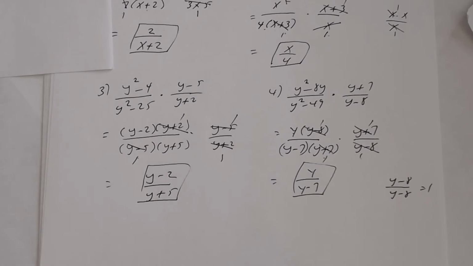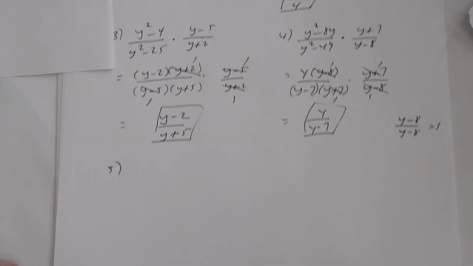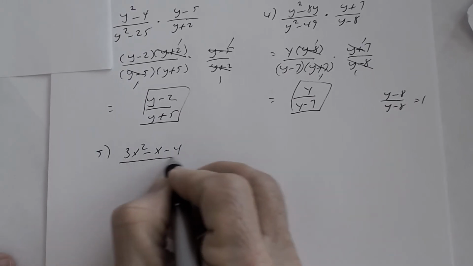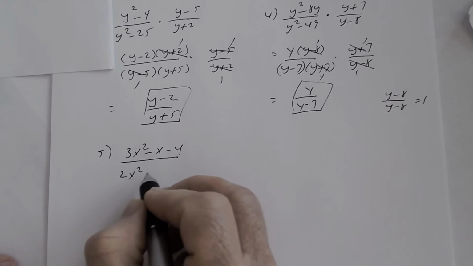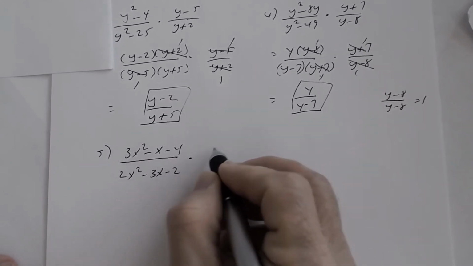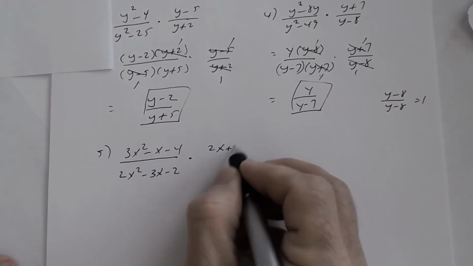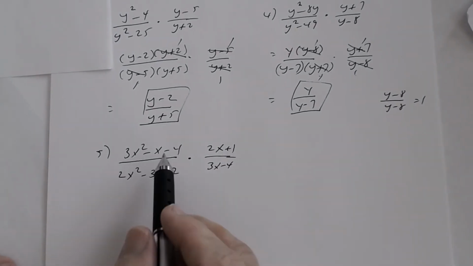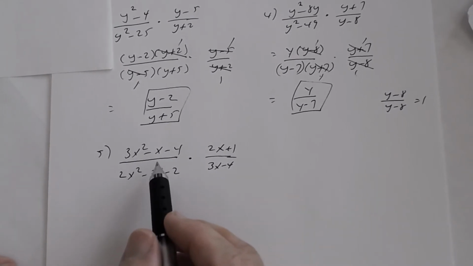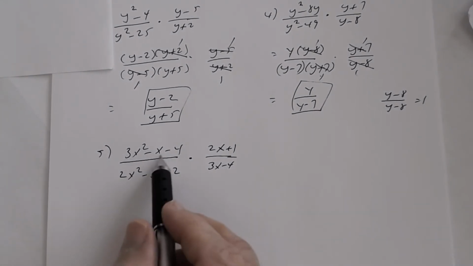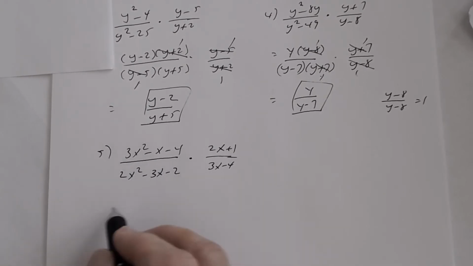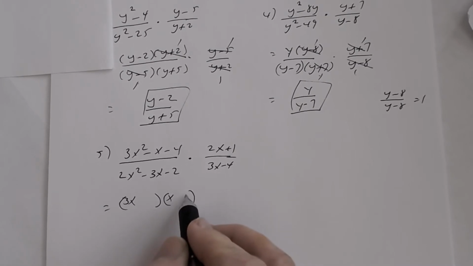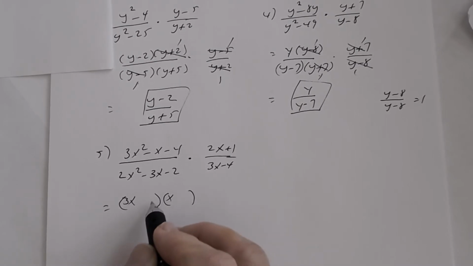Number 5. So number 5, we have 3x squared minus x minus 4 divided by 2x squared minus 3x minus 2 times this rational expression, 2x plus 1 divided by 3x minus 4. Okay, so let's go ahead and factor the numerators and then factor the denominators. In the first numerator, when I factor this as two binomials, it looks like I'm going to get 3x and x, and it looks like it'll be 4 and 1.